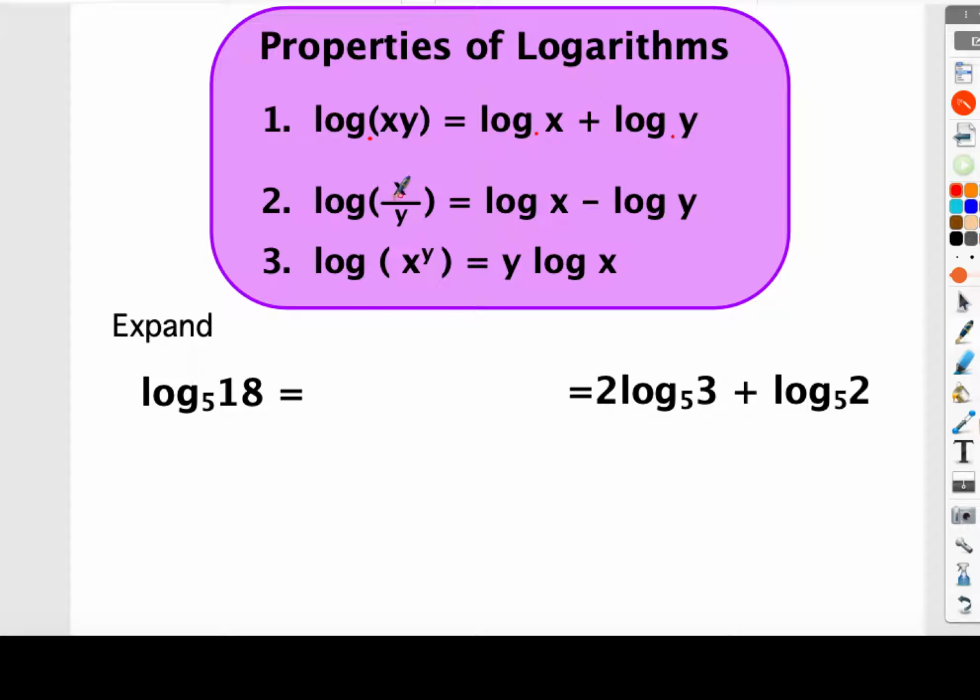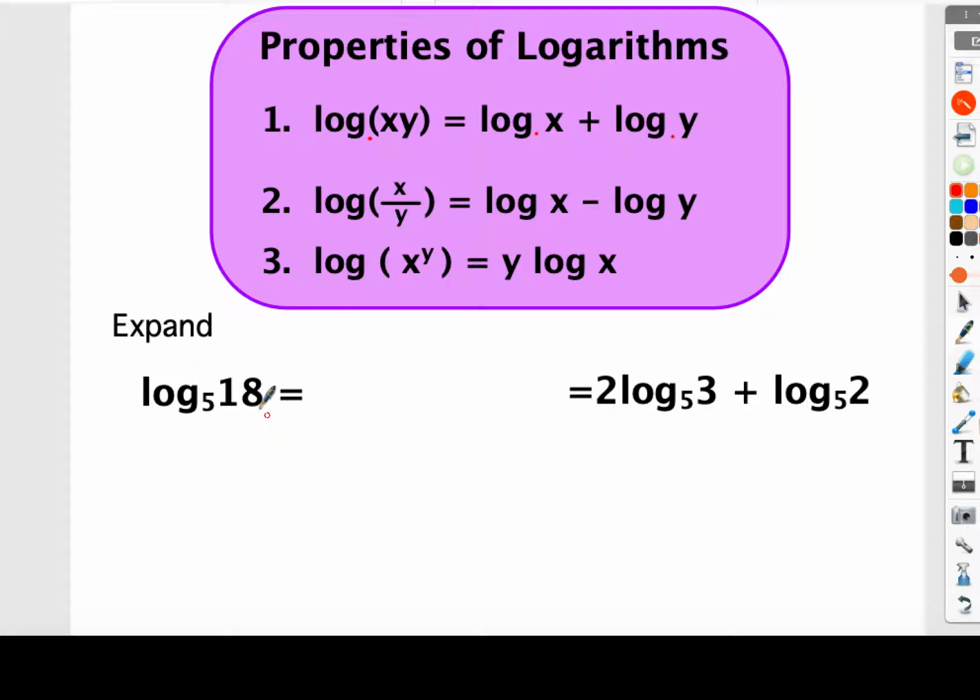We can separate division into subtraction of two separate logarithms. Or if there's an exponent inside, we can pull that number out in front and call it multiplied by the log of x. Again, if you want some proofs of those, there's proofs all over the internet, so feel free to look up the proof of why that stuff works.